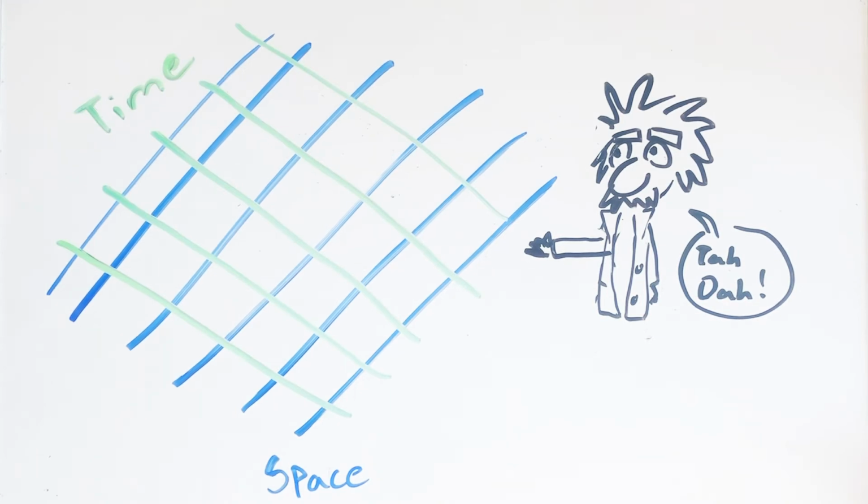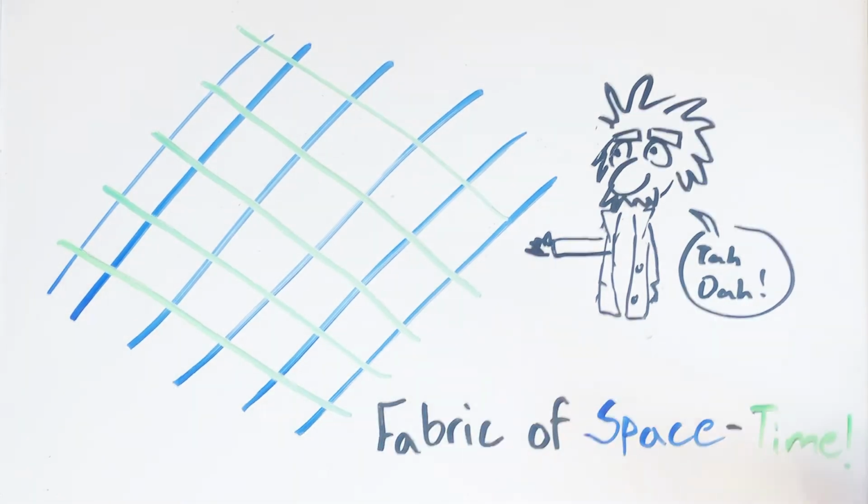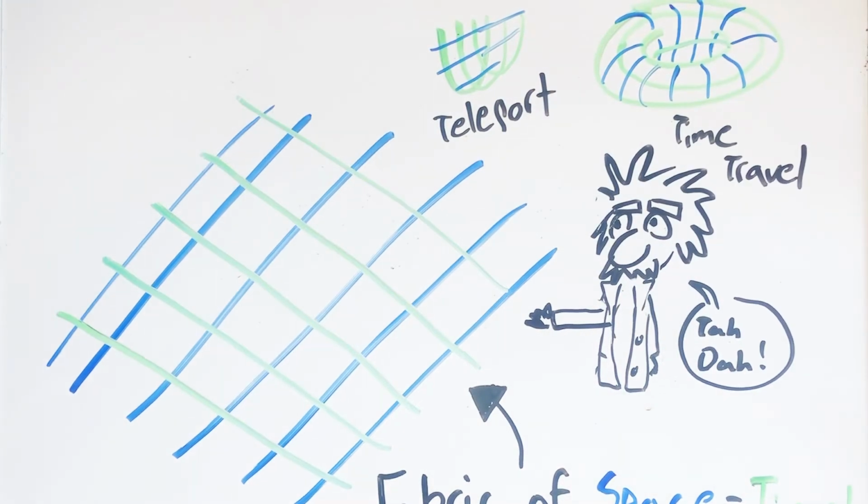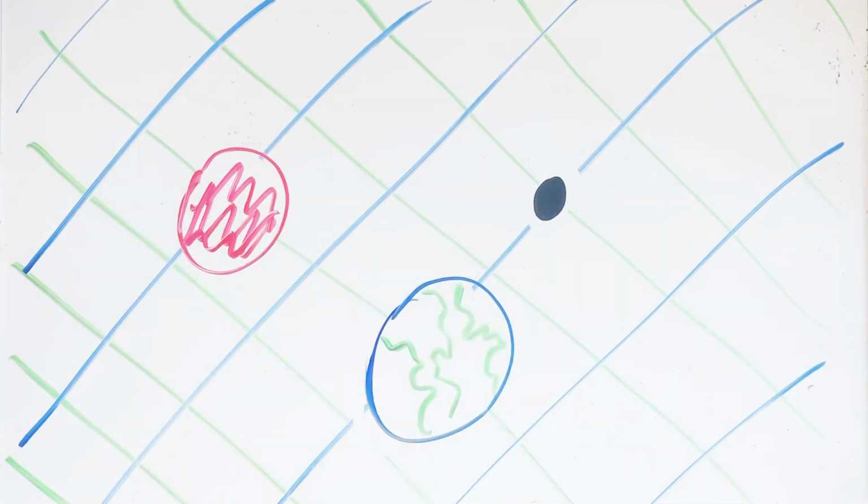Together, space and time create the fabric of spacetime, also known as the fabric of reality. This fabric is the thing that is in control of everything, and using it, we can teleport or time travel. All of our planets float on this theoretical fabric.